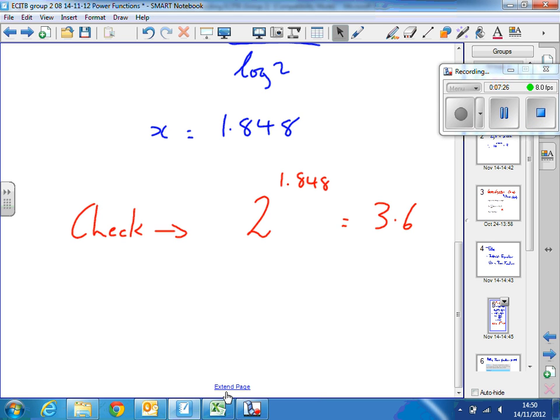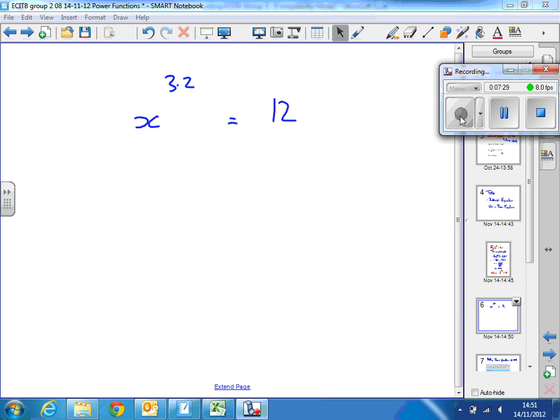So x to the 3.2 equals 12. This time x is not in the power, but the power is certainly an issue. We could do with getting rid of that 3.2 in the power and turning that into a multiply. So same first step. Find the logarithm of both sides.